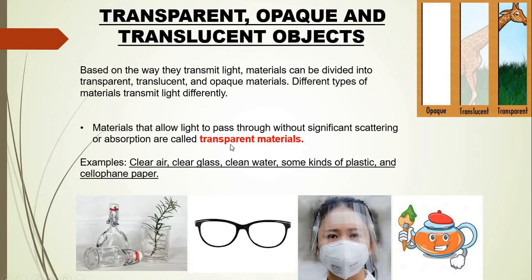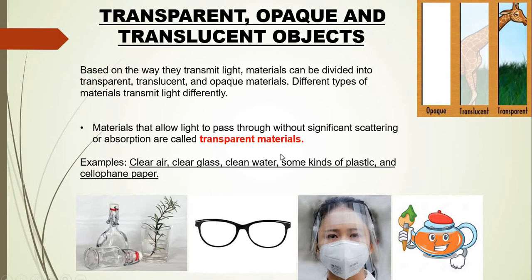Now coming to the transparent material. So materials that allow light to pass through without significant scattering or absorption are called transparent material. First of all, understand the meaning of scattering. Scatter out means get distributed into different directions. Okay, absorption means get soaked, absorbed by a particular material.